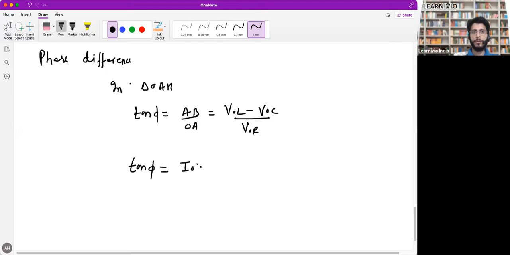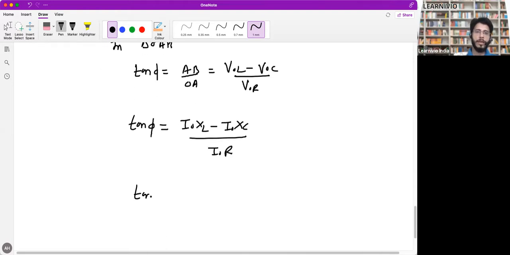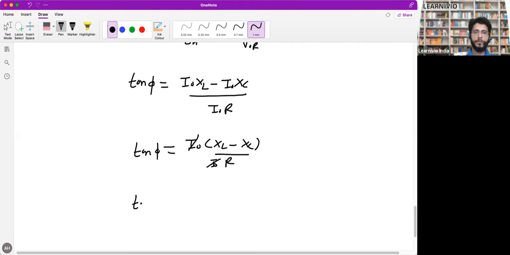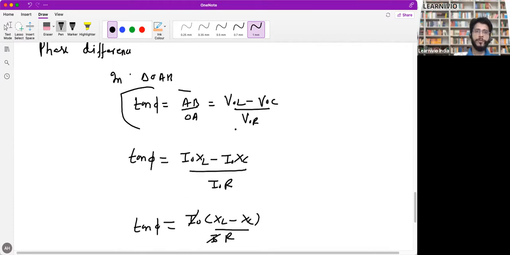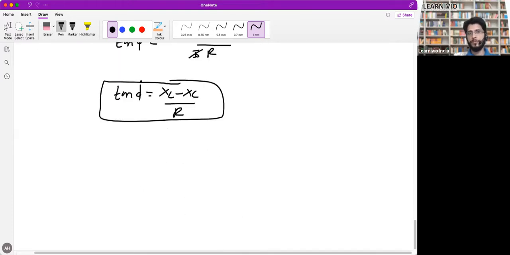V naught L can be written as I naught XL, V naught C can be written as I naught XC, V naught R can be written as I naught R. So you can write tan phi as I naught (XL minus XC) by I naught R. I naught gets cancelled out. So that's the phase difference phi: XL minus XC divided by R. You should remember this relation as well as this relation for phase difference in terms of voltage also.